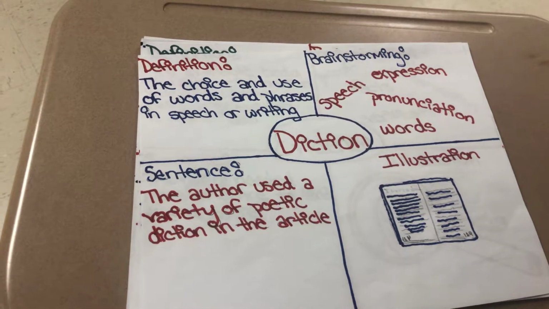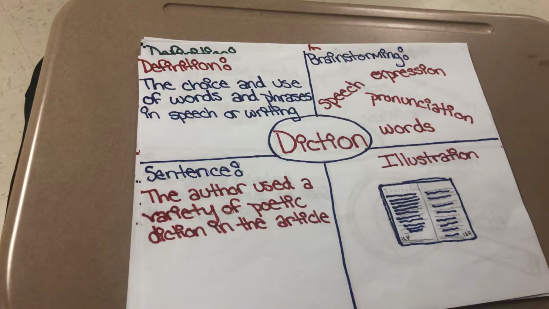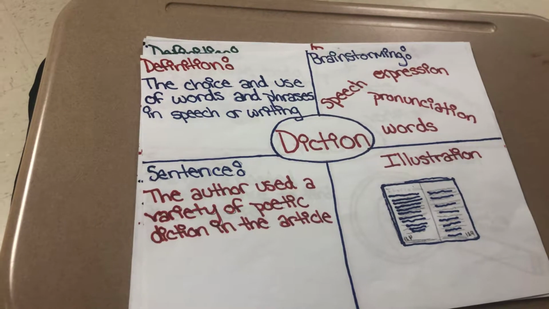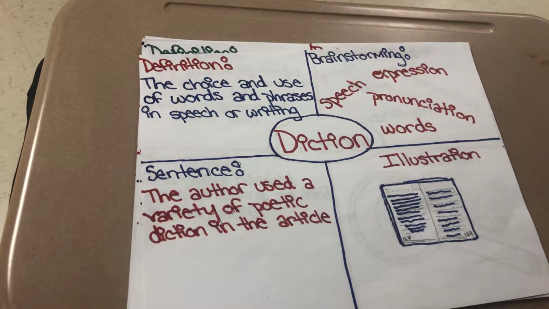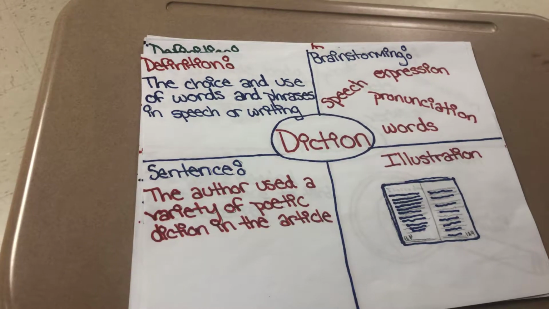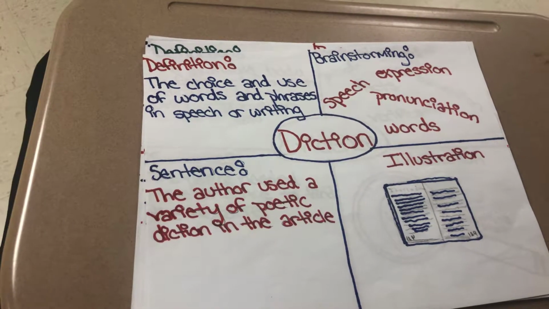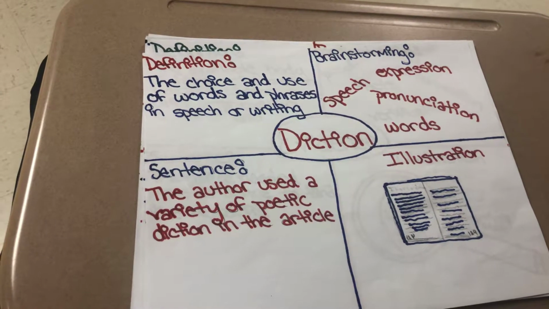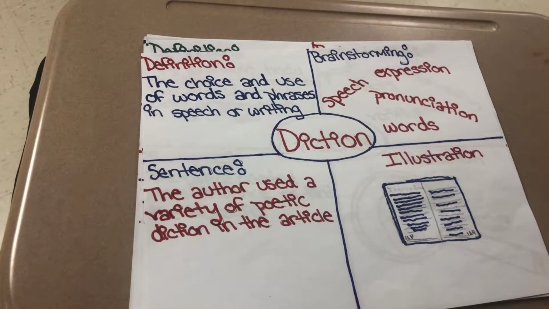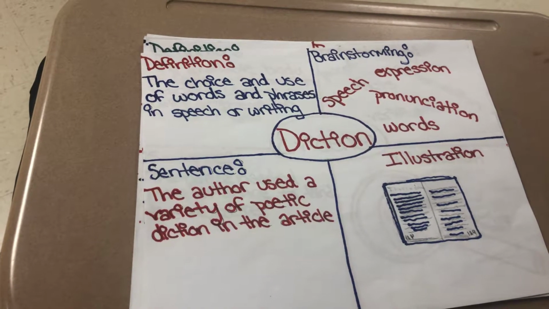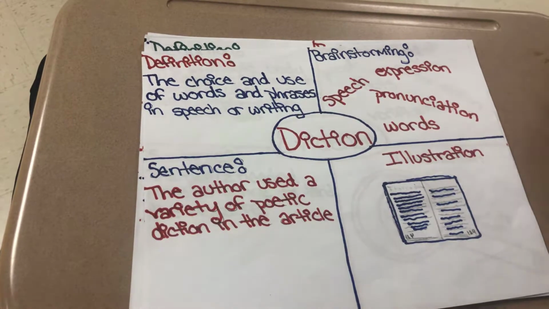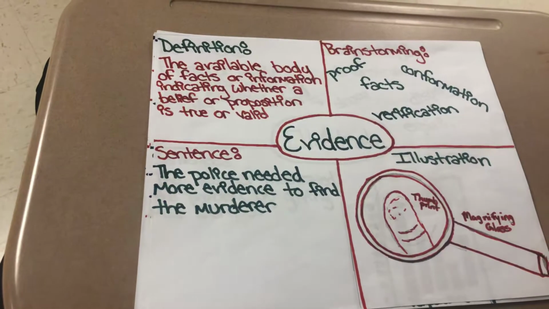The next word is diction. The definition is the choice and use of words and phrases in a speech or writing. The sentence we have is, the author used a variety of poetic diction in the article. The words that we came up with were speech, pronunciation, expression, and words. This is a book.